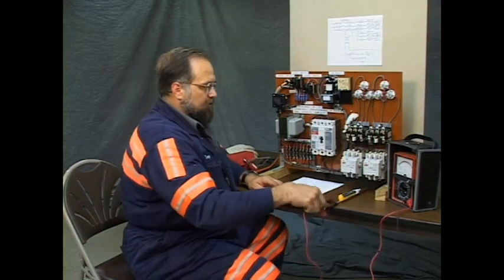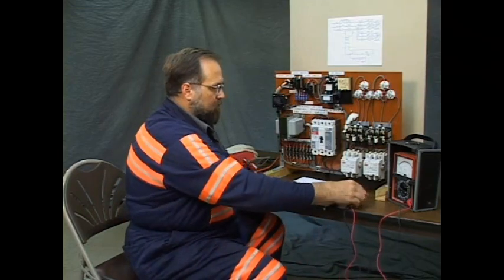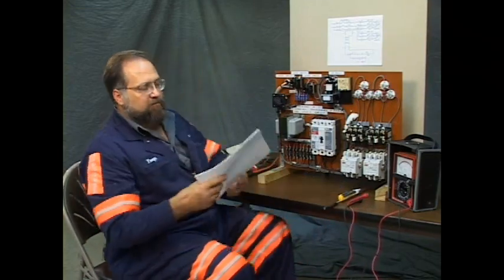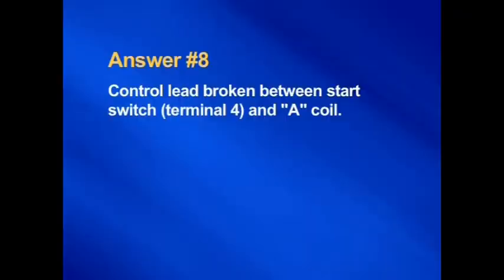To complete the exercise, the apprentice would need to write his written answer as you have a control lead broken between the start switch at terminal 4 and the A coil.